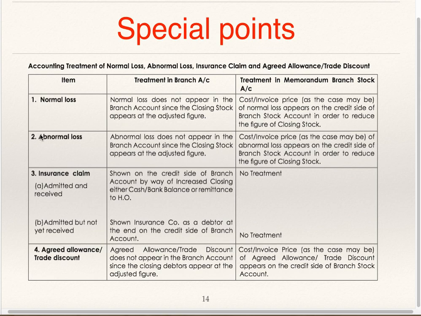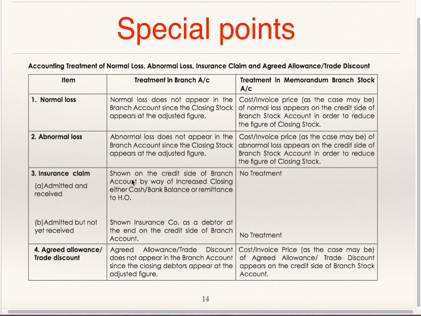memorandum branch stock account. Abnormal loss does not appear in the branch account since the closing stock appears at the adjusted figure. Cost or invoice price, as the case may be, of abnormal loss appears on the credit side of branch stock account in order to reduce the figure of closing stock. So abnormal loss appears on the credit side of memorandum branch stock account, but it does not appear in branch account.